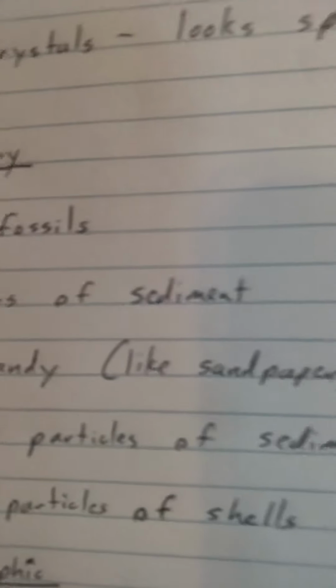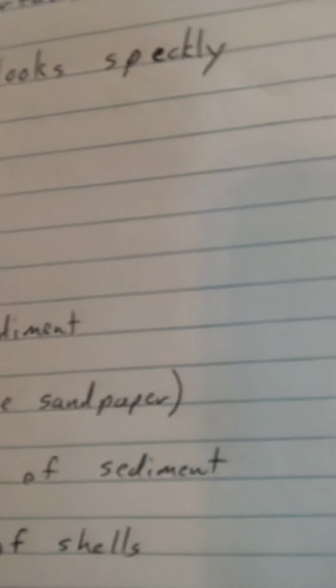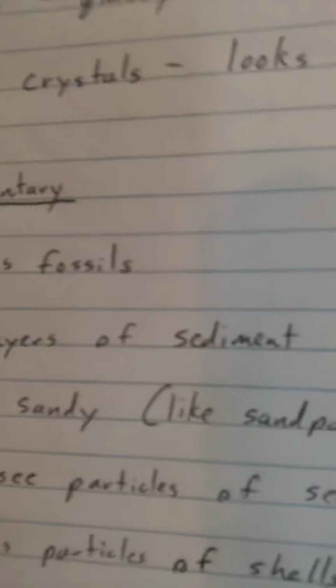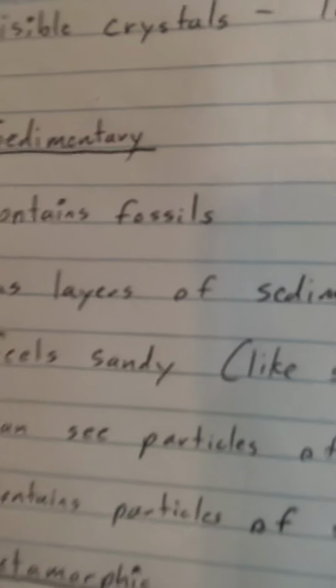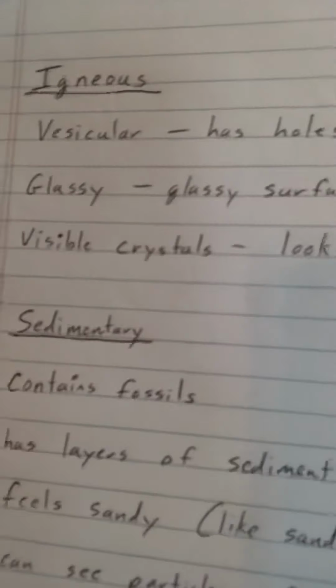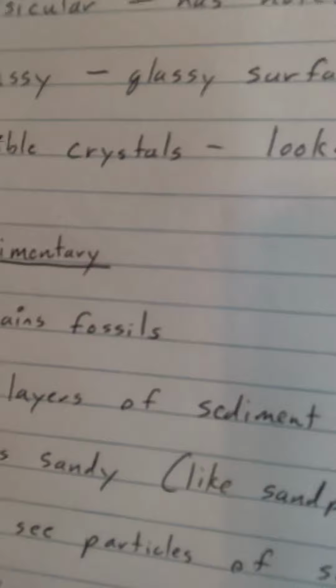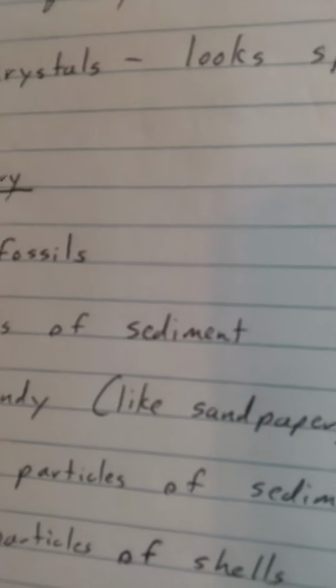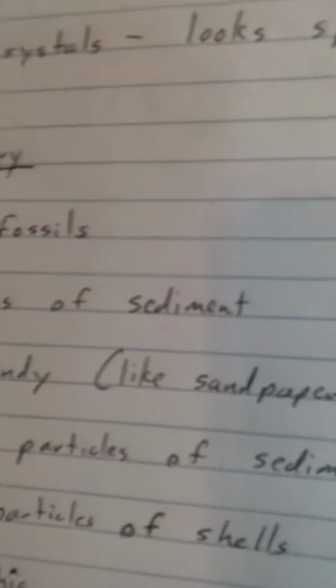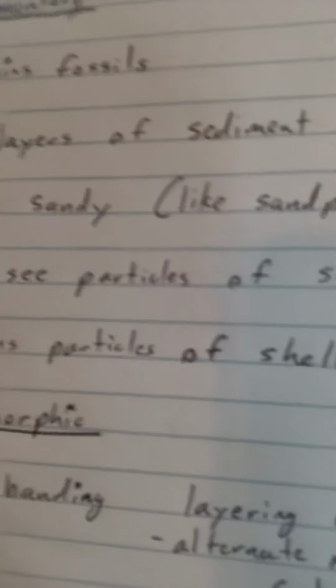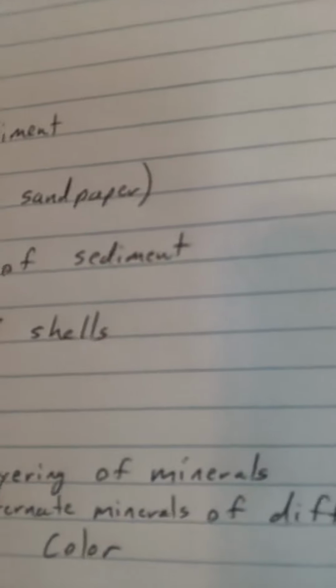If you can see particles in it, if you can see pebbles in there along with sand, that's going to be sedimentary, and possible particles of shells would be considered sedimentary. Okay, so sedimentary contains fossils, has layers of sediment, feels sandy, looks like sandpaper, you can see particles of sediment, contains particles of shells. The last one is metamorphic: it has banding, layering of minerals, alternate minerals of different color.